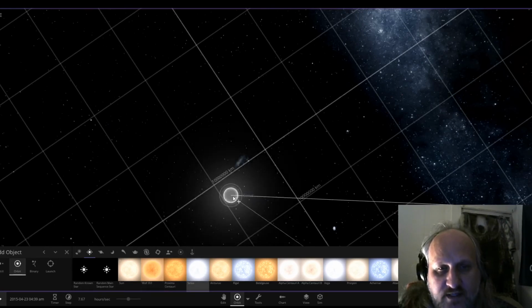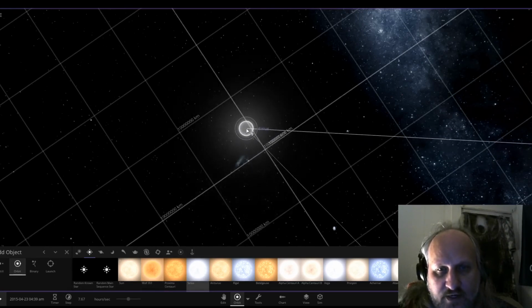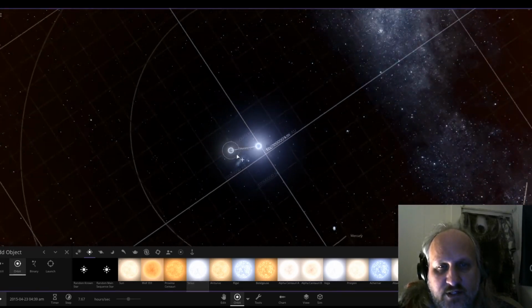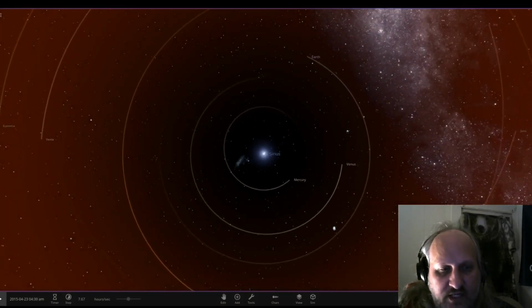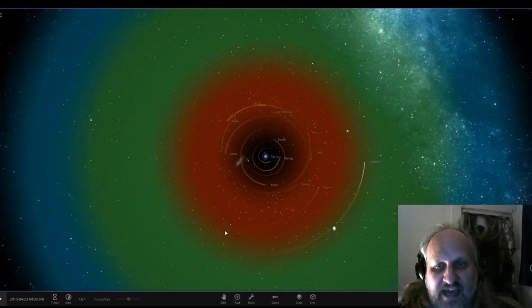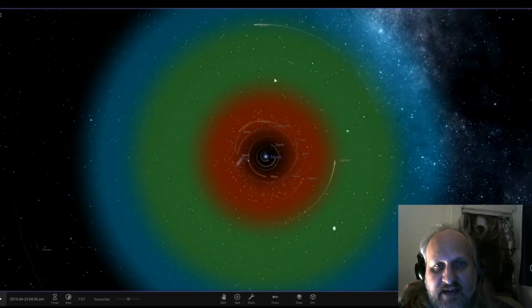So this is another star we could add. So this is actually Sirius. So let's see what happens when we put Sirius in the middle instead of our sun. We'll unpause it. Now we'll look at this too. The habitable zone changed a lot. Do you see that? Now the habitable zone is way out where Jupiter and Saturn are.